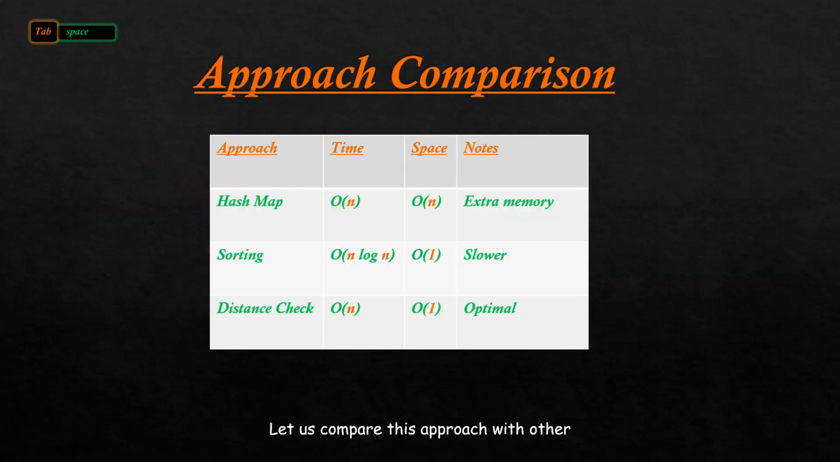Let us compare this approach with other possible solutions. Using a hash map also takes O(n) time, but it requires O(n) extra space. Sorting the array uses constant extra space, but it increases the time complexity to O(n log n). The distance check approach achieves the best of both worlds, linear time, constant space. That is why it is the most optimal solution.